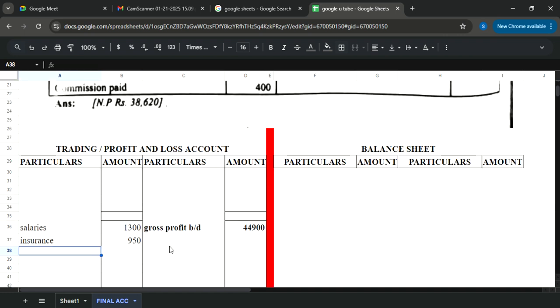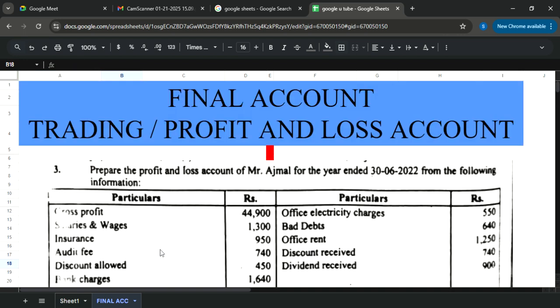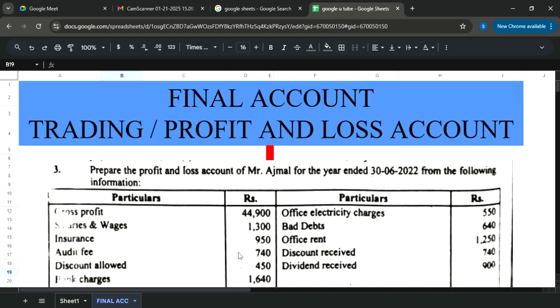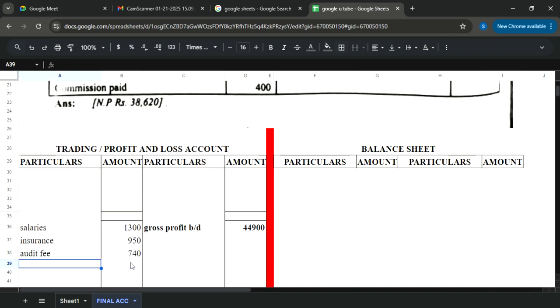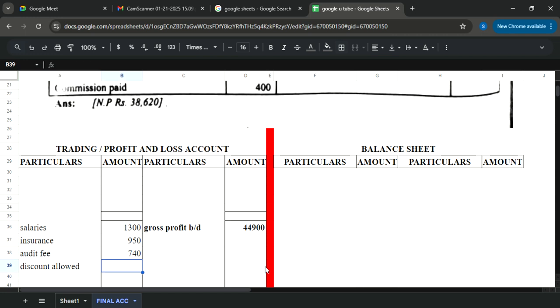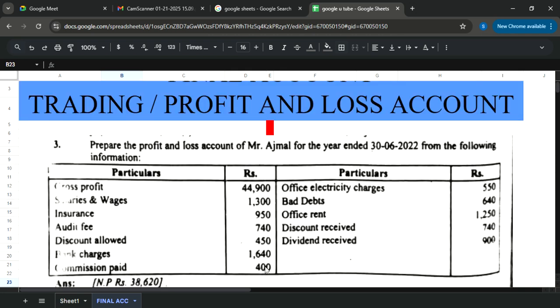Next, audit fee. Fee is an expense. Come down and write down audit fee and how much amount? 740. Write down 740. Next, discount allowed. So here you will write discount allowed. You are giving discount, that is why it's an expense. 450. Write down 450 over here.